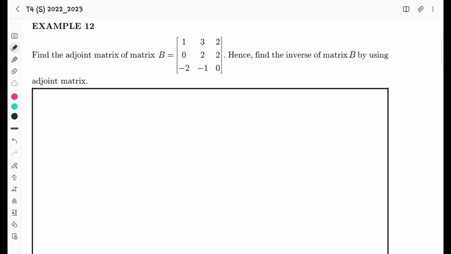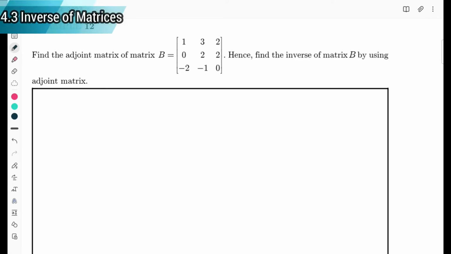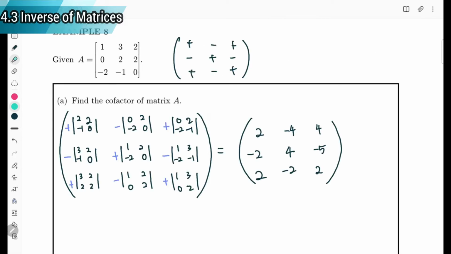Example 12. Find the adjoint matrix of matrix B. Hence, find the inverse of matrix B by using the adjoint matrix. So first, we have to find the adjoint. If you refer to example 8, you can see that matrix B in example 12 is actually matrix A in example 8. It's just the same thing.